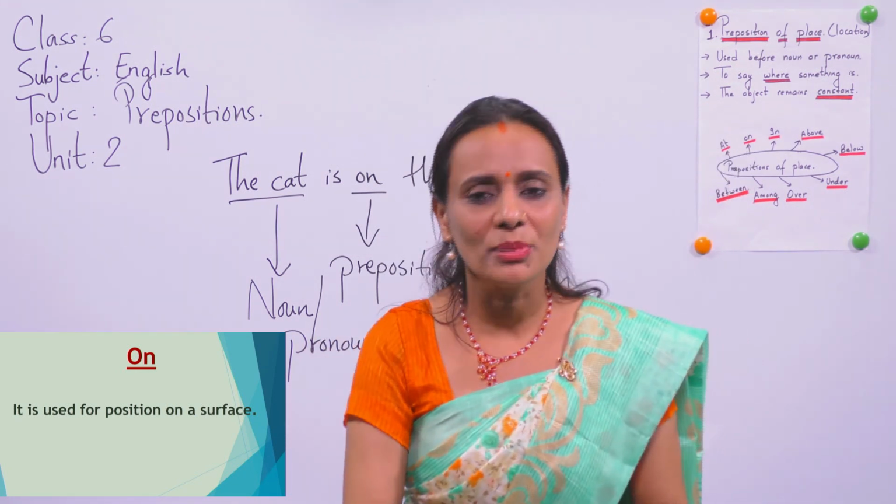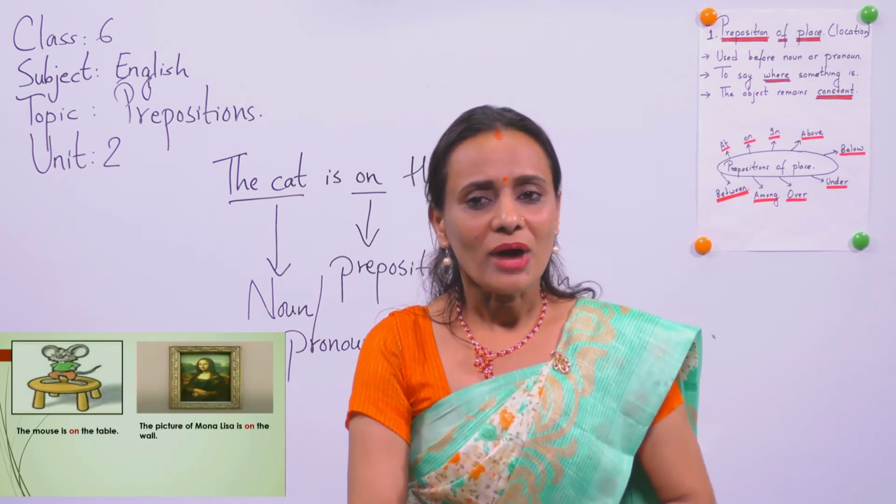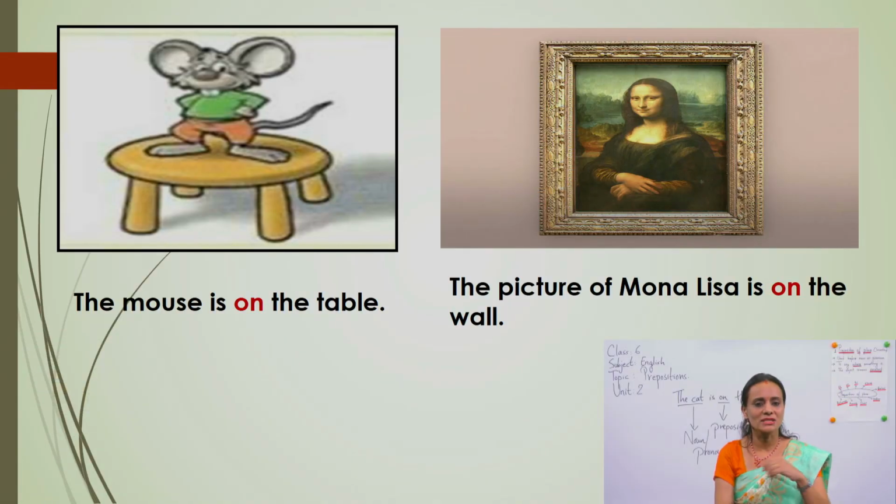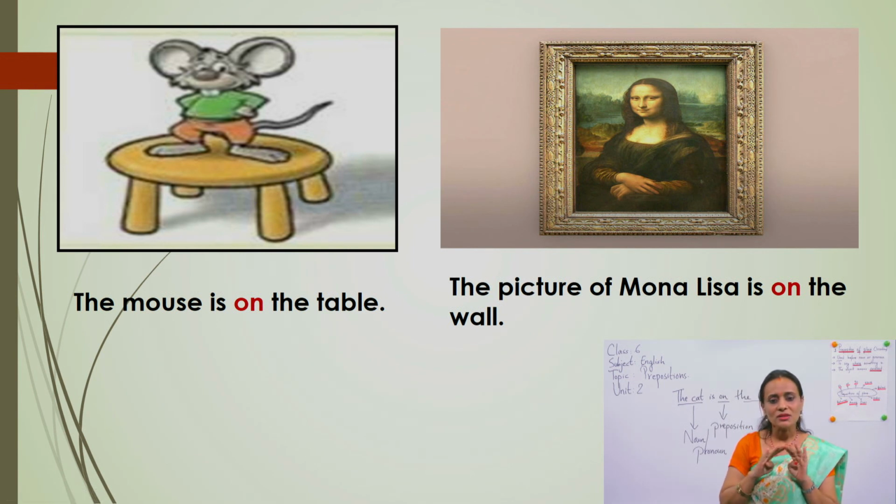Now let's see the examples. We have two examples here. Again, you can see the same mouse. Yes or no? But where is the mouse? Is it a chair, my dear students? No, it's a table. Very good. So, what can you say here? The mouse is on the table, not inside the table. It's on the surface area, isn't it? It's on the surface area, not inside it. So, we are using on here. The mouse is on the table.